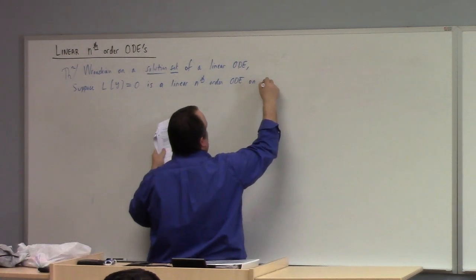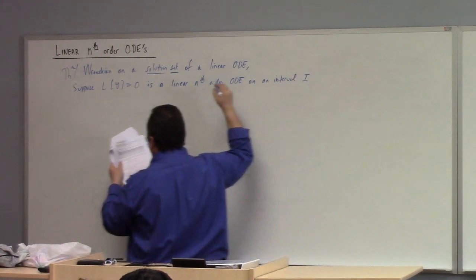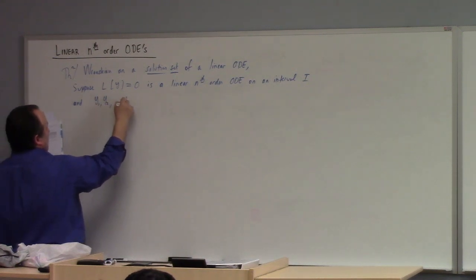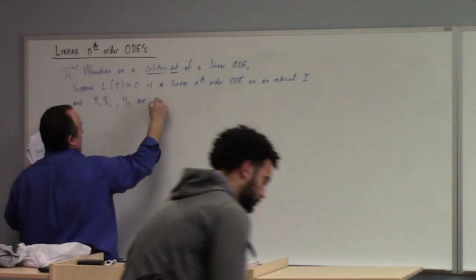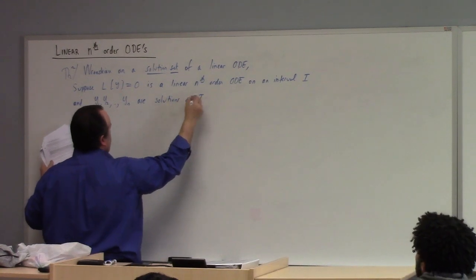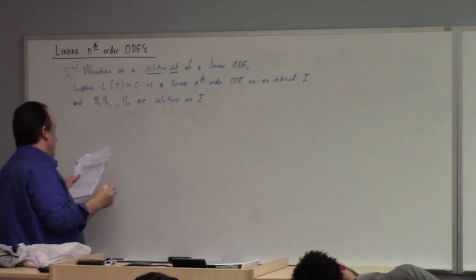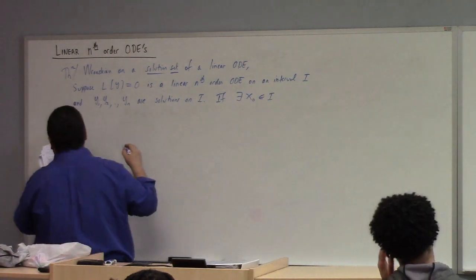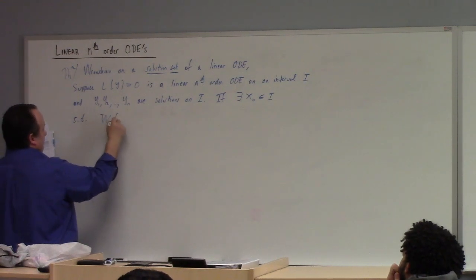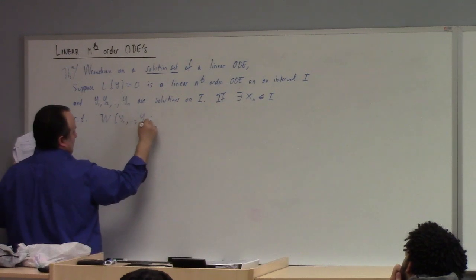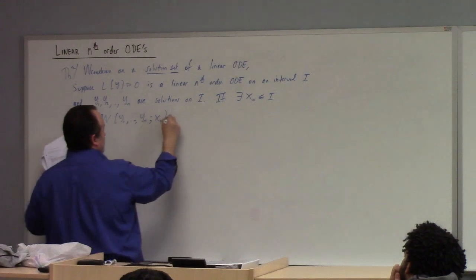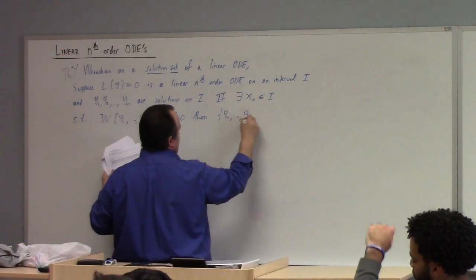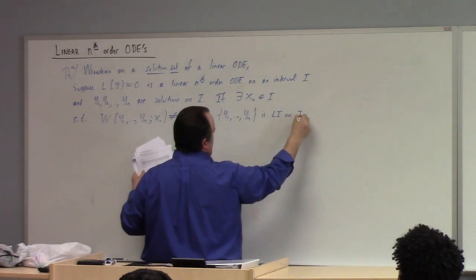On an interval I, y1, y2, ..., yn are solutions on I. If there exists x naught in I such that the Wronskian of these solutions at x naught is not equal to 0, then y1 through yn is linearly independent on all of I.